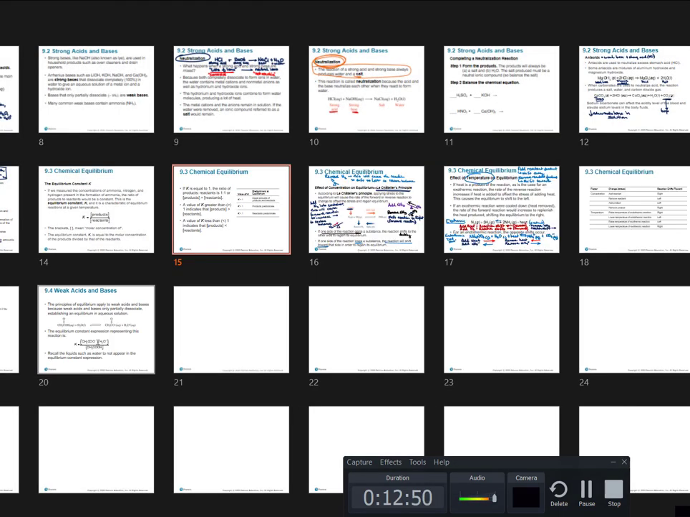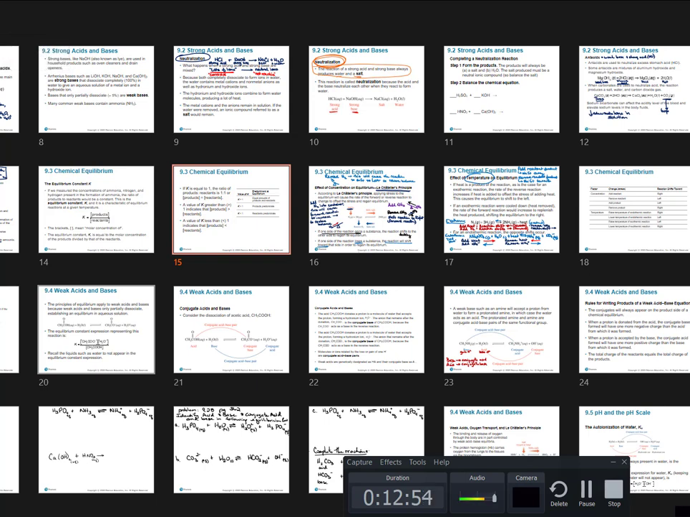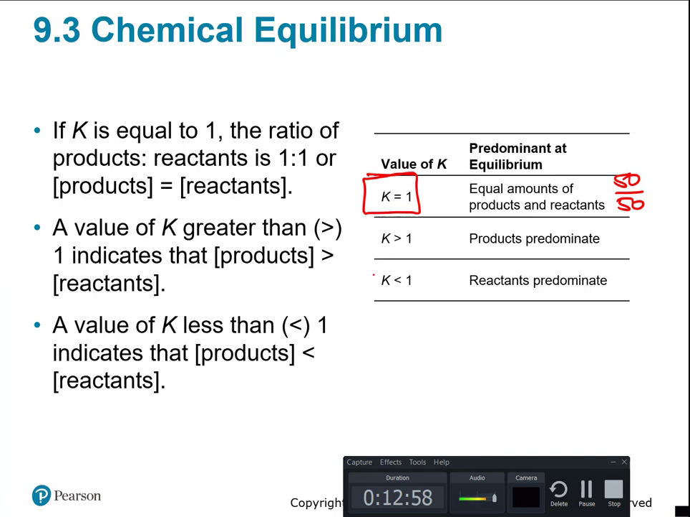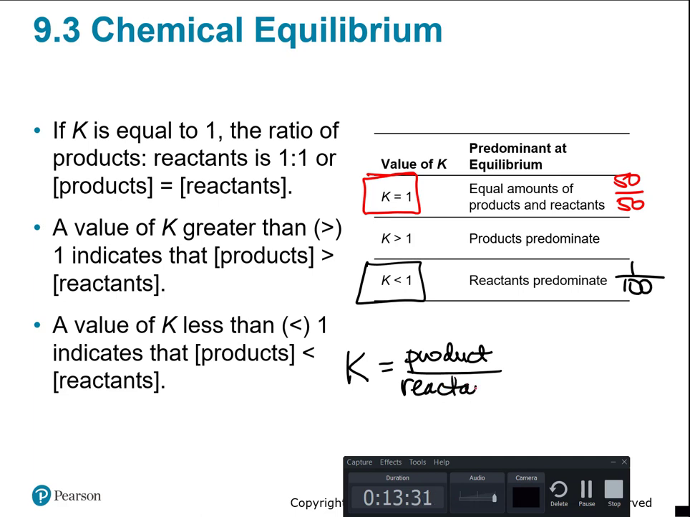When we talk about acids and bases, K is typically less than 1. So here the reactants predominate, which means I might have like 1 over 100, 1 part product and 100 parts reactant. So this K is just comparing product to reactant. The top number is the amount of your product, the bottom one is reactant. If I have a lot more reactant than product, that just means the reaction doesn't happen in the forward direction very much. Most of it ends up staying as reactant.